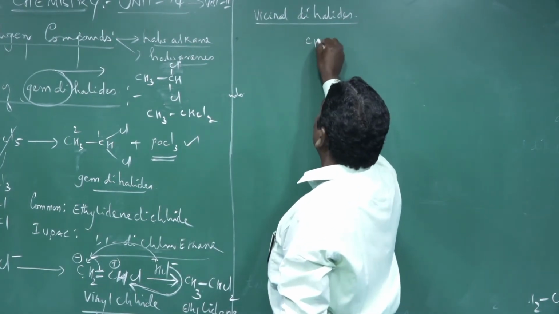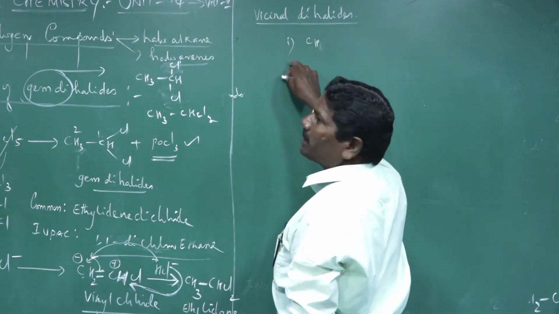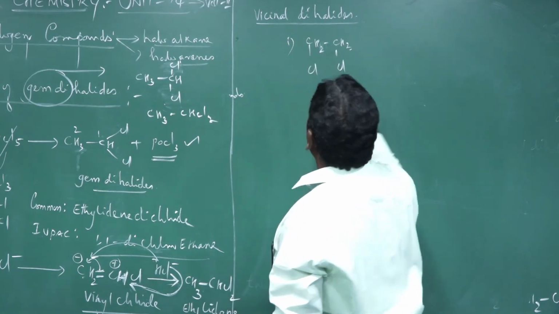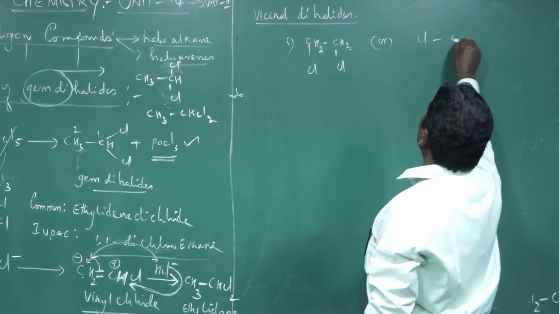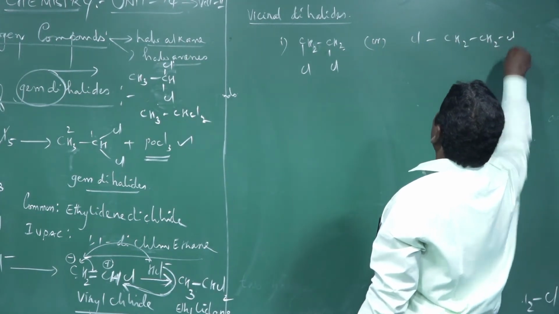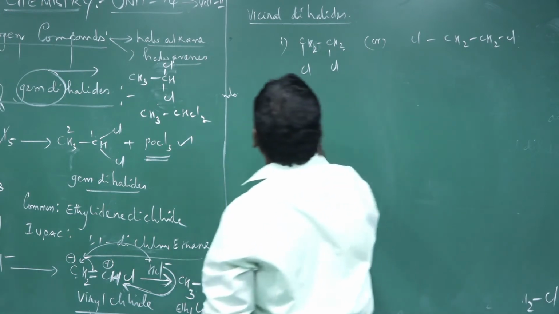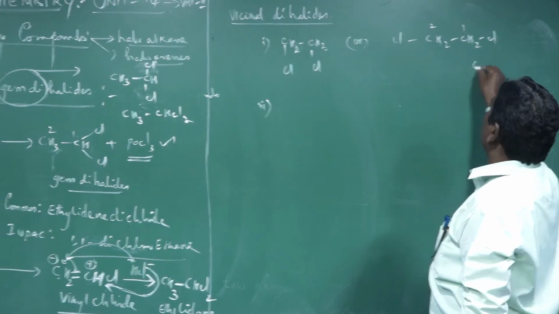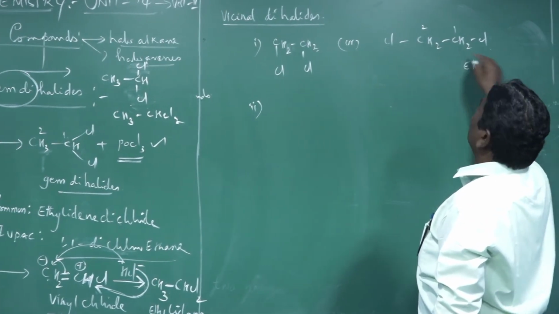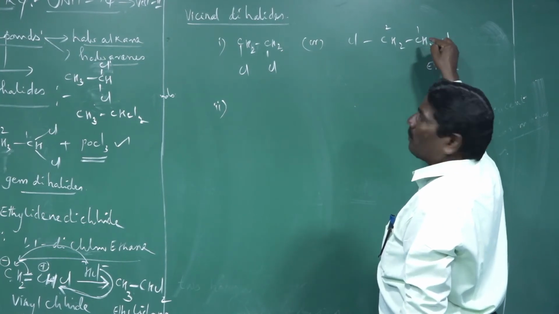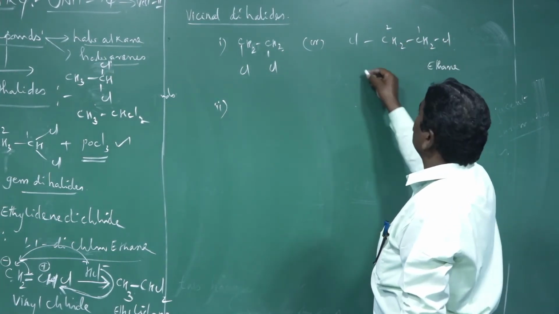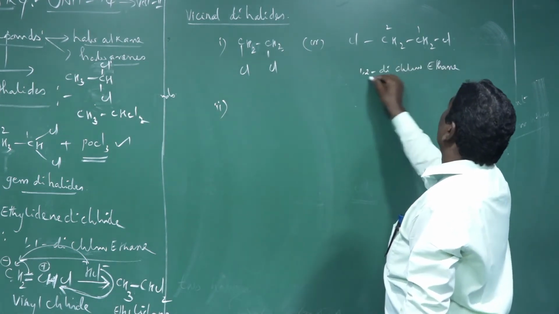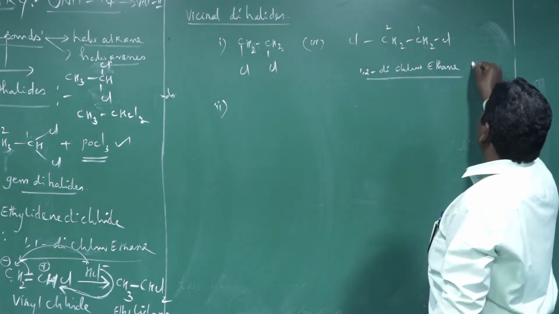Vinyl halides. The first example I am going to give: CH2Cl-CH2Cl. Two carbons are there, so we write ethane. And how many chlorines are there? 2 chlorines, 1 chlorine from the first carbon and another from the second carbon. So you write 1,2-dichloroethane is its IUPAC name.